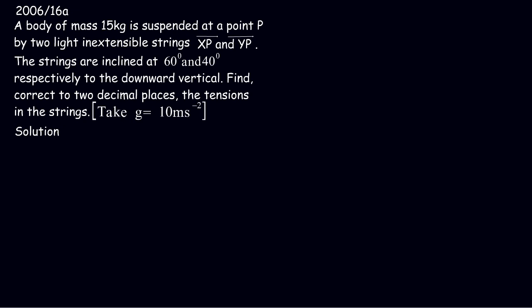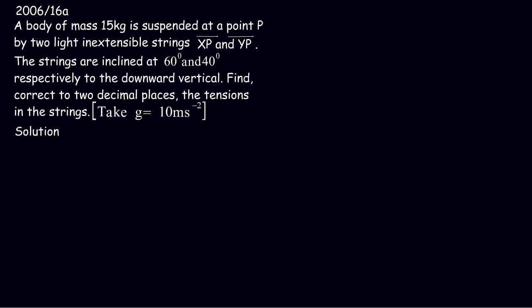Our next question states that a body of mass 15 kg is suspended at a point P by two light inextensible strings SP and YP. The strings are inclined at 60 degrees and 40 degrees respectively to the downward vertical. Find, correct to two decimal places, the tensions in the strings. Take g to be equal to 10 meters per second squared.